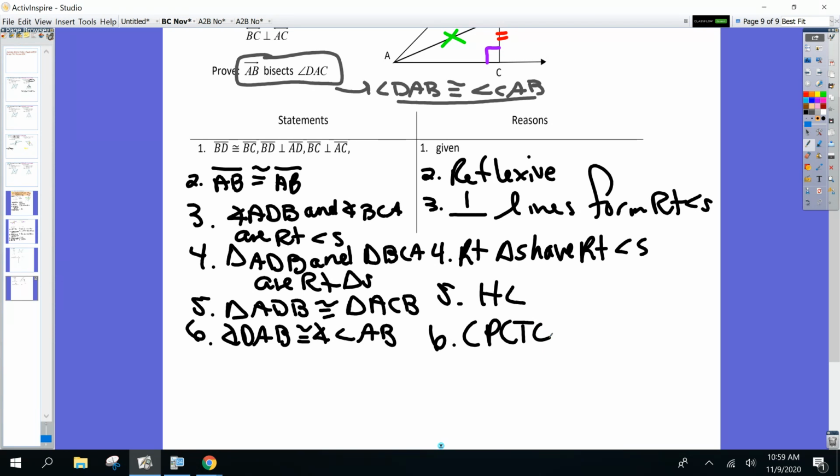And now going all the way back to where Omni started with us. Hey, if the angles are congruent, that must mean they're getting bisected by AB. So AB bisects angle DAC. But we got to talk about a reason, because definition of bisector isn't going to cut it.